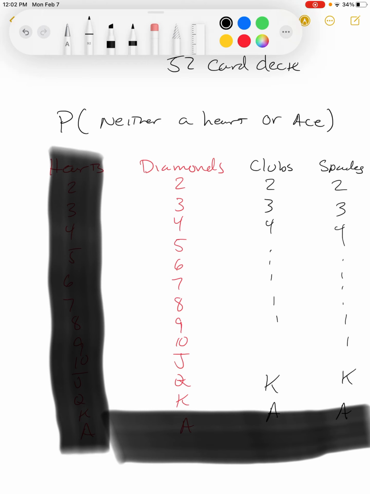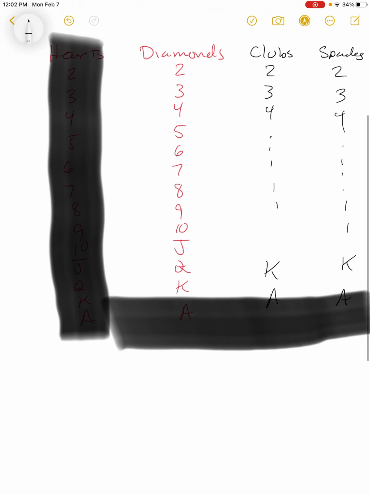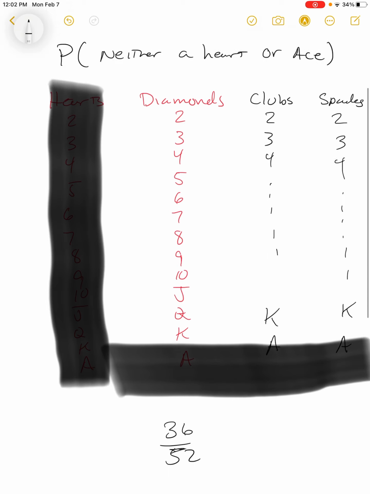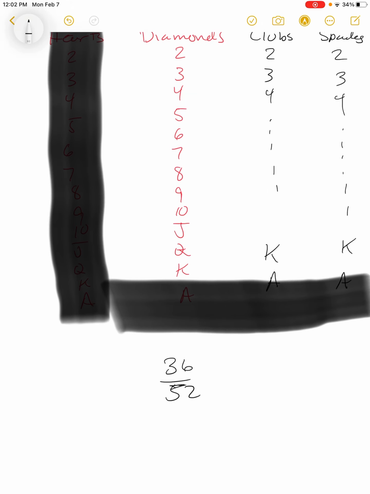So if I count the cards that are left, there's 1, 2, 3, 4, 5, 6, 7, 8, 9, 10, 11, 12 cards in each of the diamonds, clubs, and spades. So that means I have 12, 24, 36 cards out of 52 that would be a success, that would be neither a heart nor an ace. There they all are, the ones that are not blacked out. And so there are those 36 cards there.